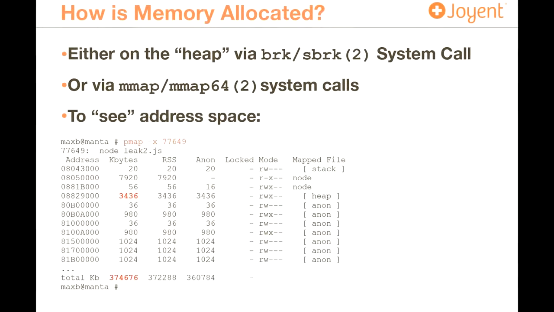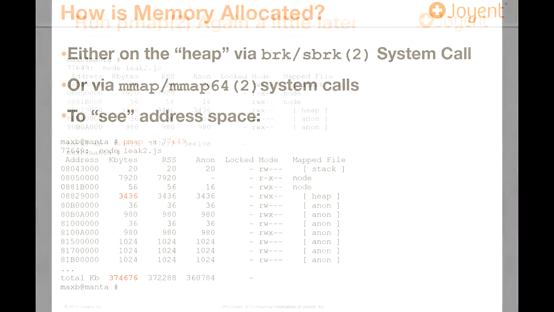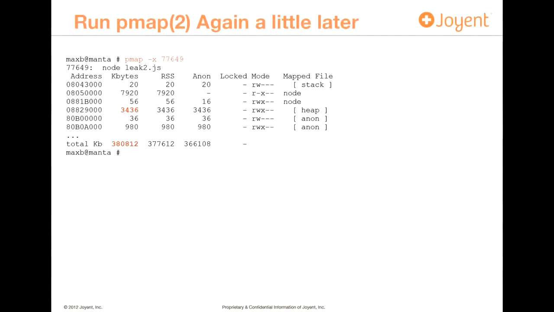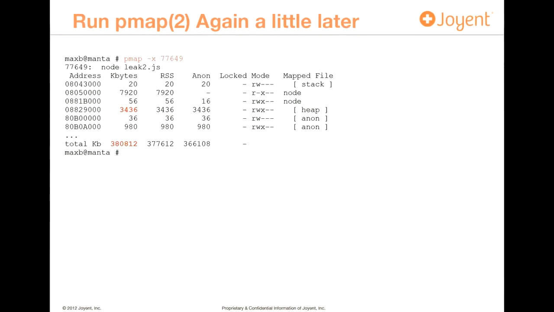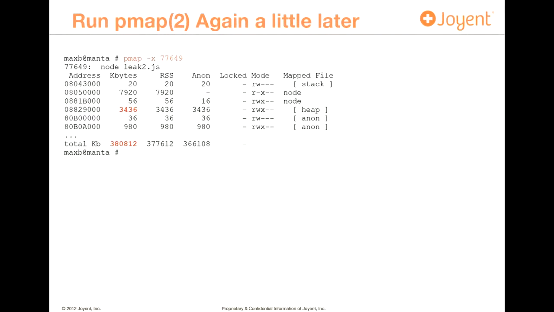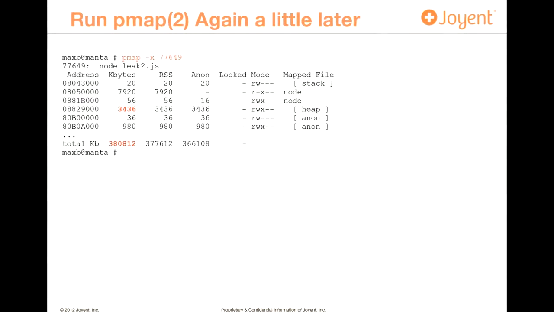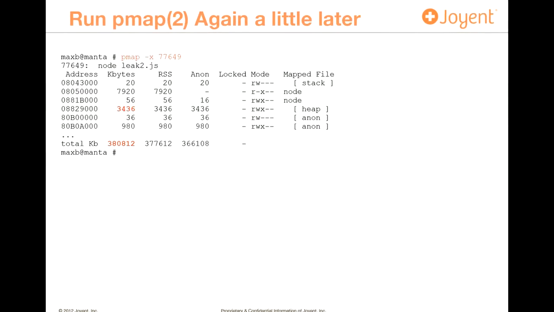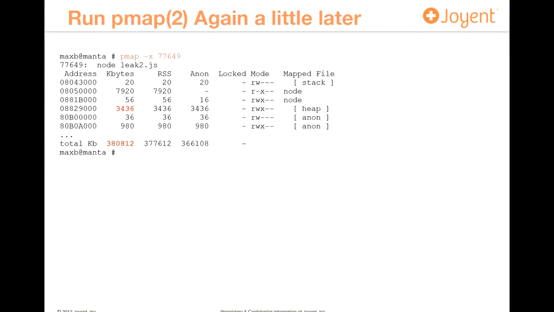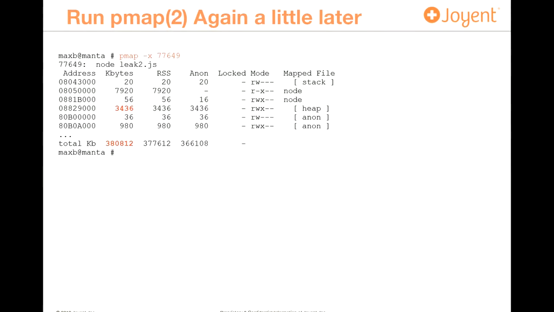That's the running process. Now what I might do is wait a little bit and run this again, and you'll notice that the heap size hasn't changed. So for me, I know, okay, this is not brk, this is not sbrk. The heap isn't changing. But the total size went from 374 meg to 380 meg. So the total size is growing. So I'm thinking, okay, most likely we're mmapping to allocate more space.